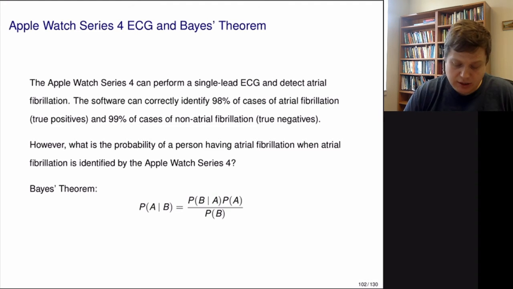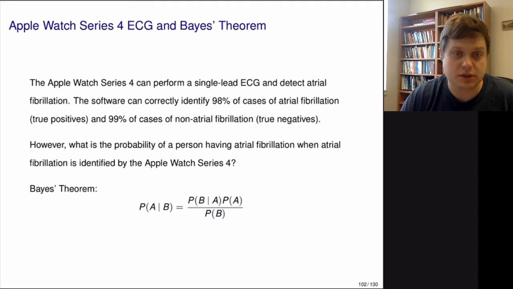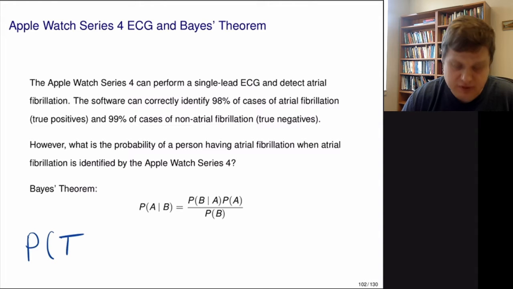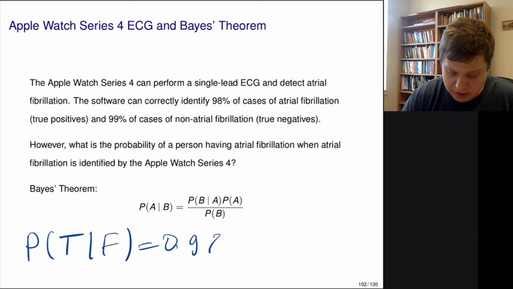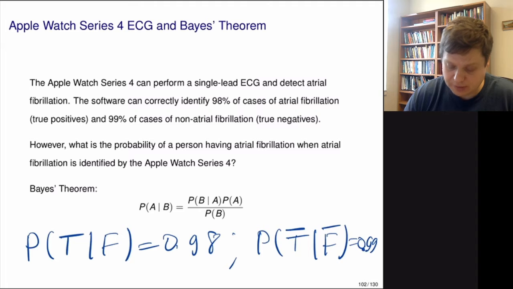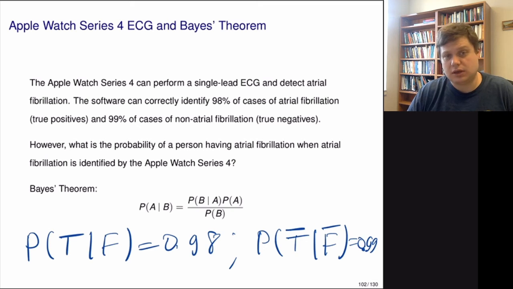It was 98% true positive. So the probability that the test gives a positive result, given that the person has atrial fibrillation, is 0.98. And the true negative was 99%, meaning that the probability that the test comes out negative, given that the person doesn't have atrial fibrillation, is 99%. Okay, that seems quite impressive. This is a small device, and it has very high detection rates of positive and negative cases.